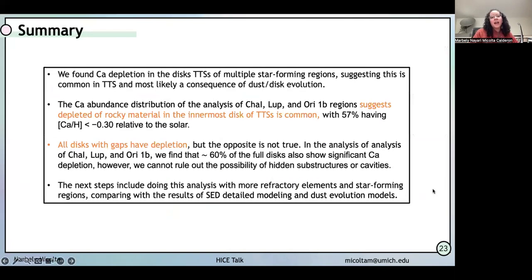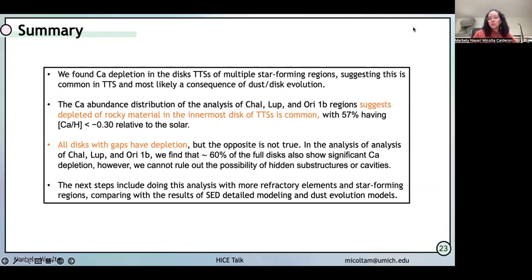And in my summary, we found calcium depletion in these stars in multiple star-forming regions. We find that calcium depletion seems to be very common, and if we treat calcium as a proxy for refractory or rocky material, that means that rocky material is getting trapped further out in the disk, and we can see it with the optical spectra of the star, which I think is a very powerful tool. All substructures would have depletion, but the opposite is not true, but there might be some biases in what we can observe for these substructures.